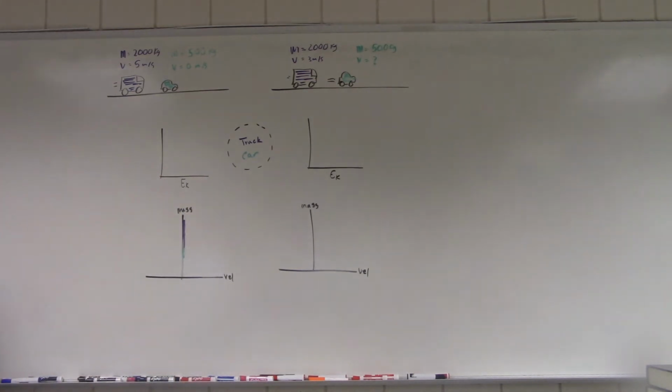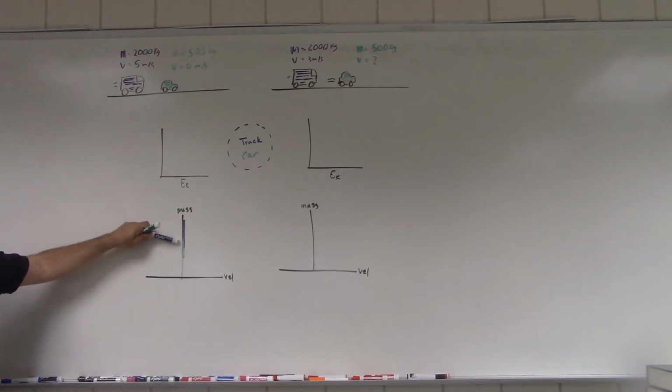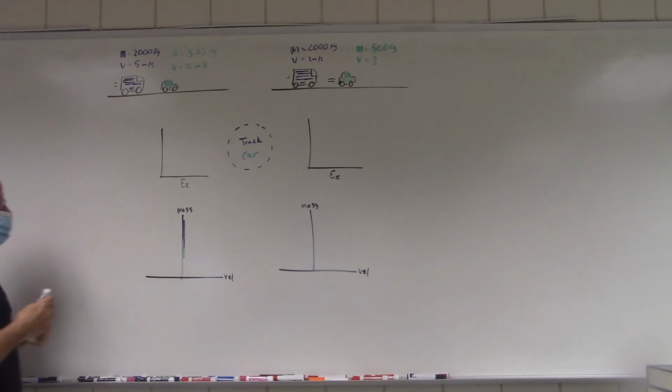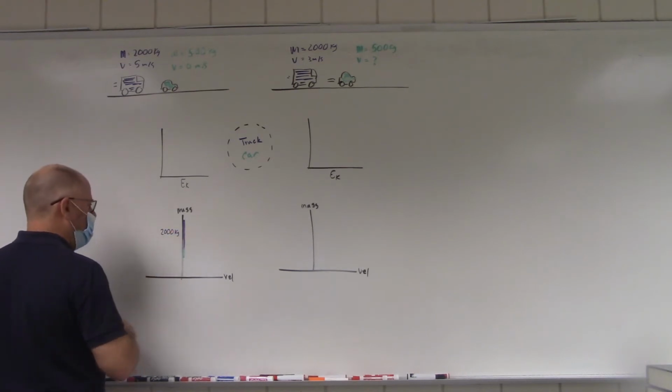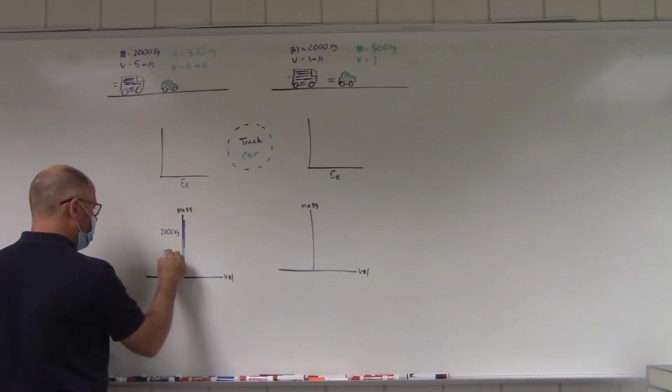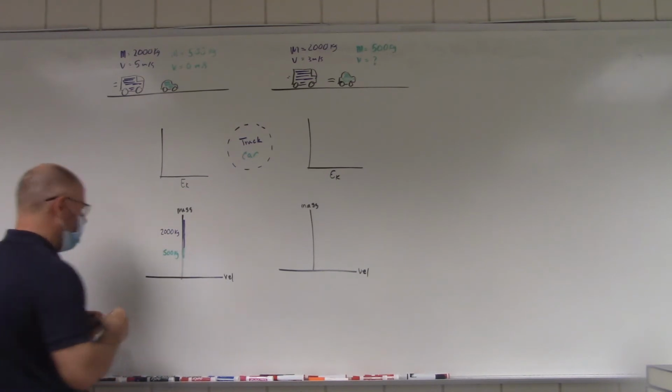So when I put the masses on here to start, you can see that this is 2,000 long, because it's 2,000 kilograms, and if the car is only 500, how many times longer is the purple one than the green one? 4 times longer. Is that cool?